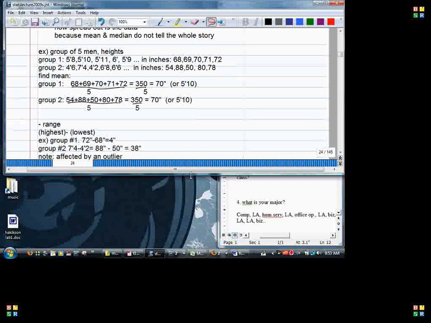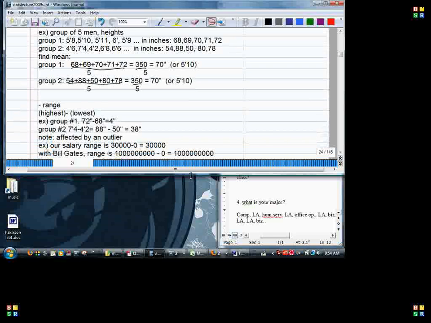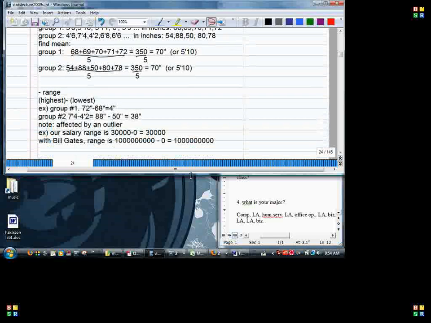What happens if, what's the salary range in this class? I said the range, not the average, the range. Including Bill Gates? No. In this class right now. In this class, I said from 20 to 30. Right. 30 minus 0, so 30,000. If Bill Gates walks in, what's the range? Right, if Bill Gates walks in, the range is $1 billion. So range again is greatly affected by an outlier.